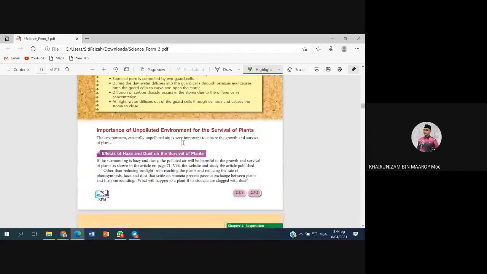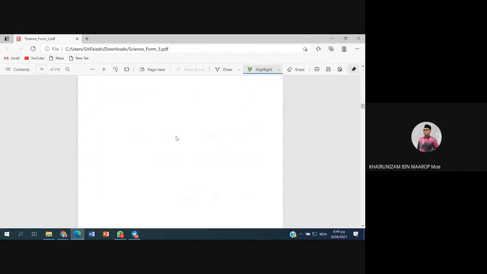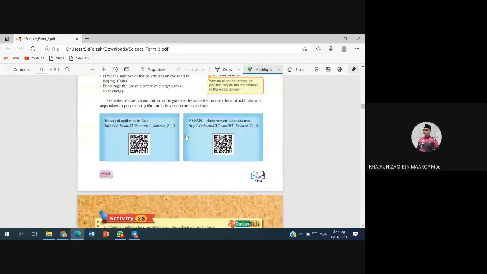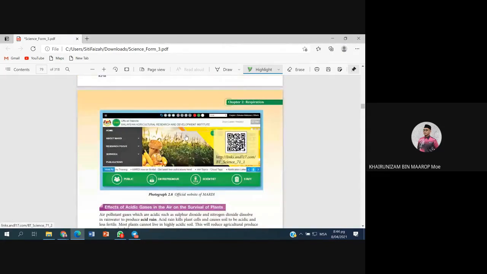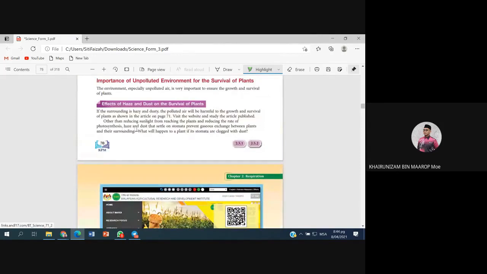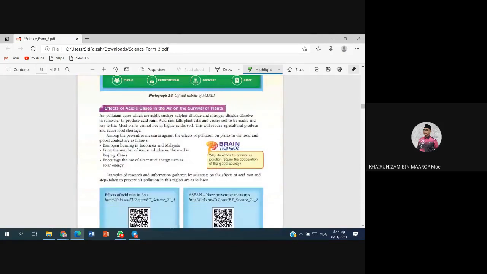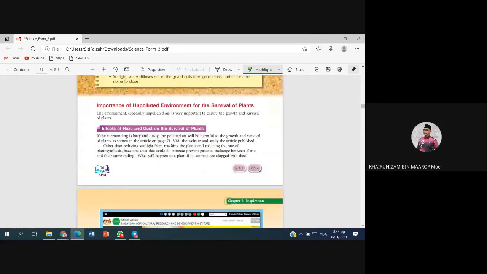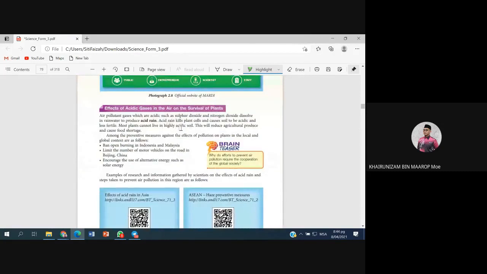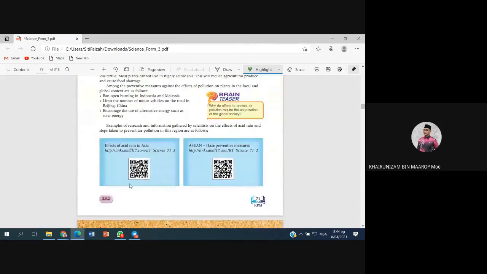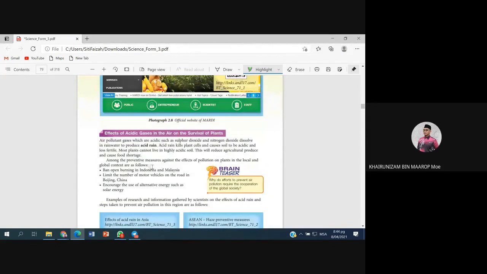Where is it shown? Page 71 here. Okay, the article on page 71. Is that this one? This one. Okay, never mind. You need to visit the website to know about the effect of acid rain and its preventive measures. Okay, so how can air pollution affect plants?